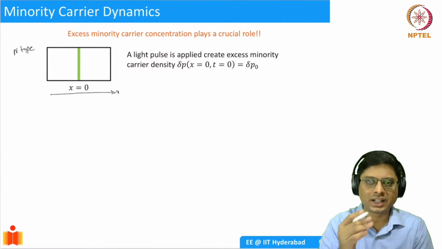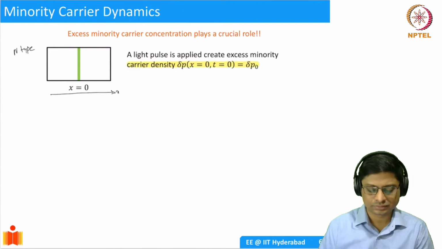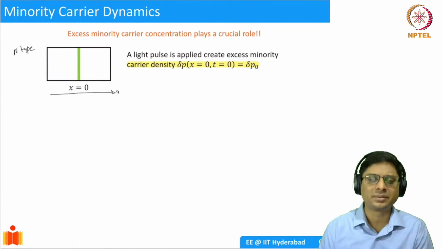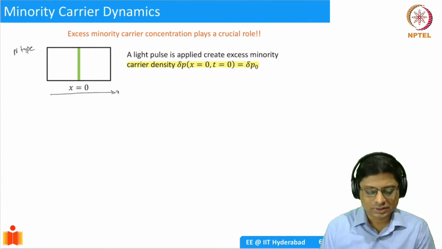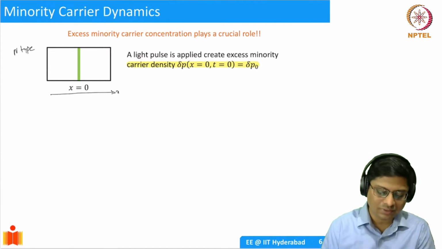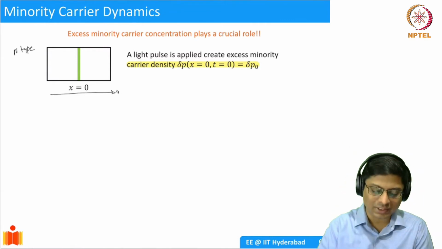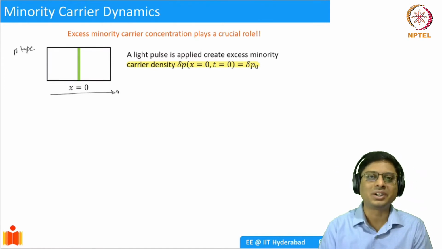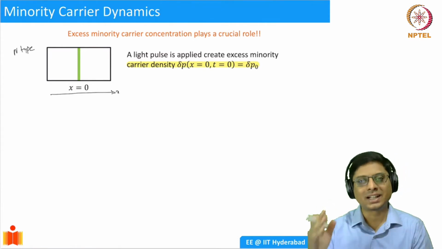At position x equal to 0, I apply a light pulse, and then I create excess carrier density, which is equal to delta P naught. Somehow, just shine light only, focus it only at a certain section of the semiconductor. Delta P naught might confuse you, but essentially I'm saying that delta P naught is at time t equal to 0. It's not the changes in the P naught. P naught is the equilibrium carrier density, right? But delta P naught means delta P at time t equal to 0.